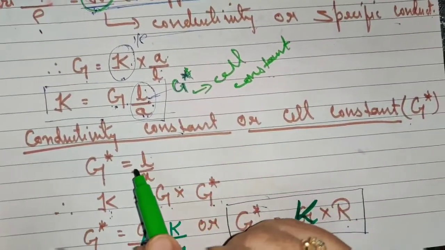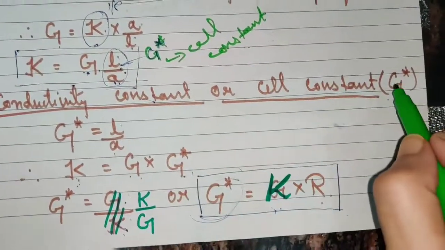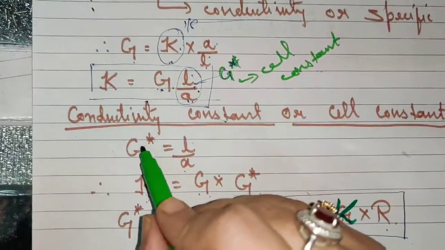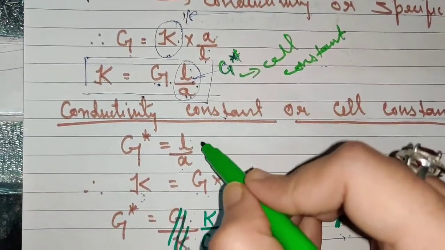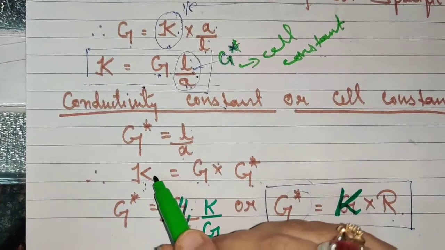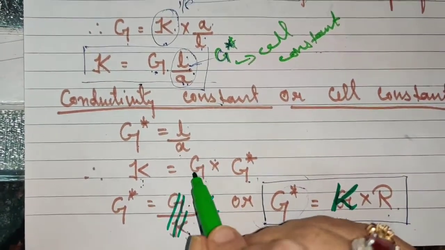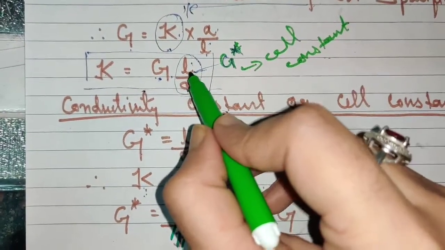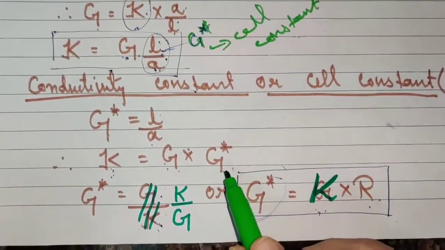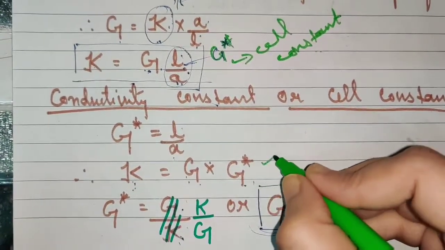Now with this we move on to the next term, that is cell constant, which is represented by G star. So G star, from this you can write down L upon A, and kappa now can be written as G into G star. If you substitute the value of G star here, it will be written as G into G star, which is a very simple and important formula.